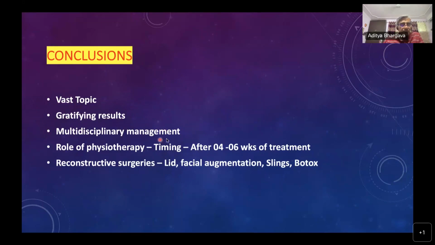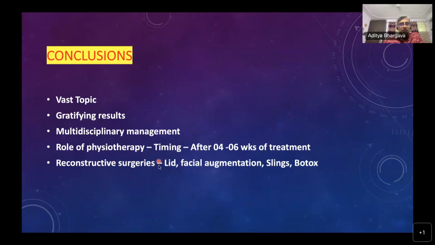It's a multidisciplinary management. Paralysis of facial nerve, it's a multidisciplinary management that is ophthalmological, otolaryngological, neurosurgeons, neurophysicians, all are involved. Physiotherapist is involved, and audiologist is involved. The role of physiotherapy, I mentioned the timing, after 4 to 6 weeks of treatment of active disease treatment, then you can go in for physiotherapy, and the physiotherapists, they know their jobs, they do accordingly.